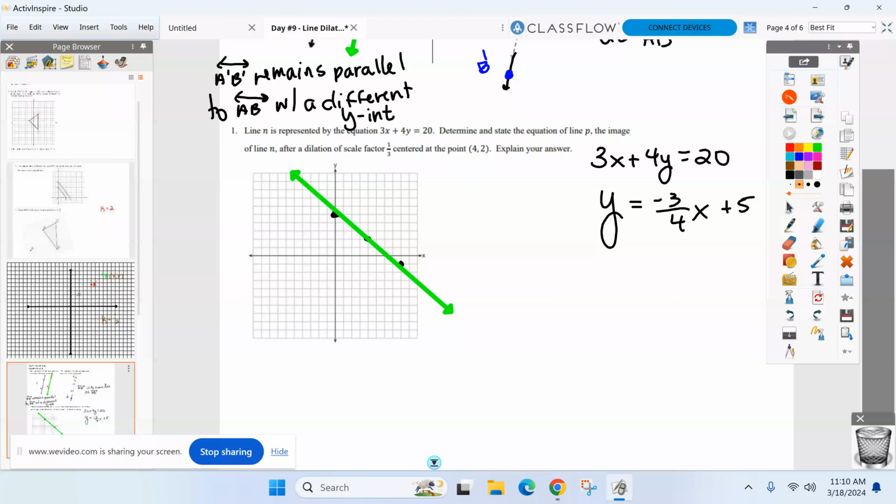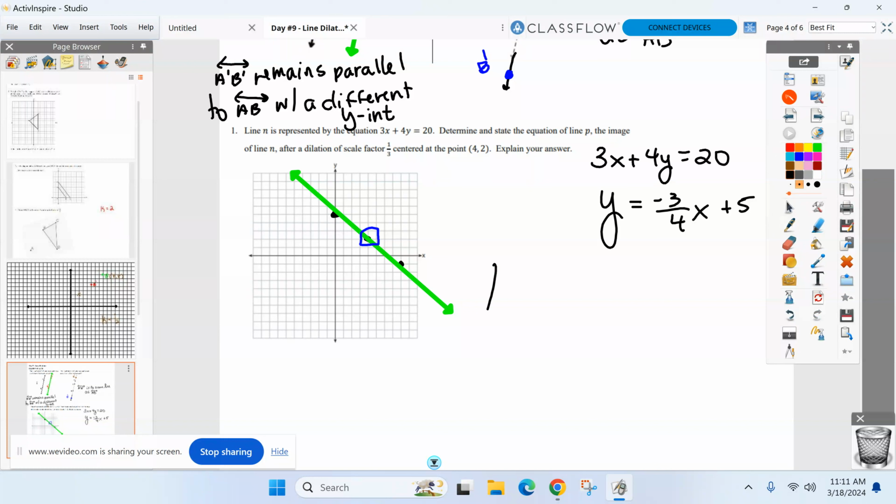Whoa! Notice where that center is. Where's the center of dilation land? Right there on the line. Okay, discussion's over. This line's not changing. Hey, I can give you a dilation of 1/3 or 300. It's not going to matter. If the center of dilation's on the line, it remains the same line.